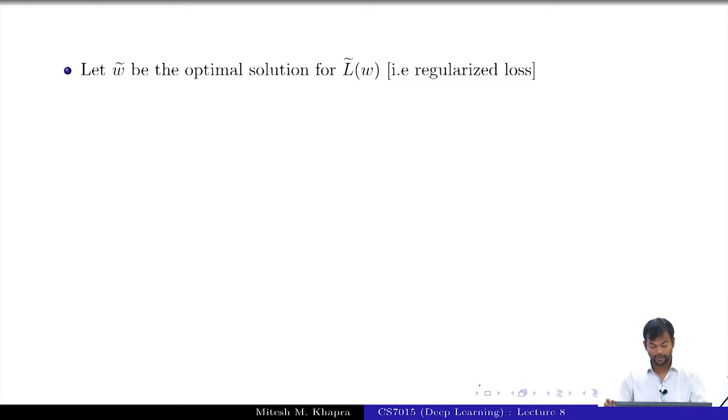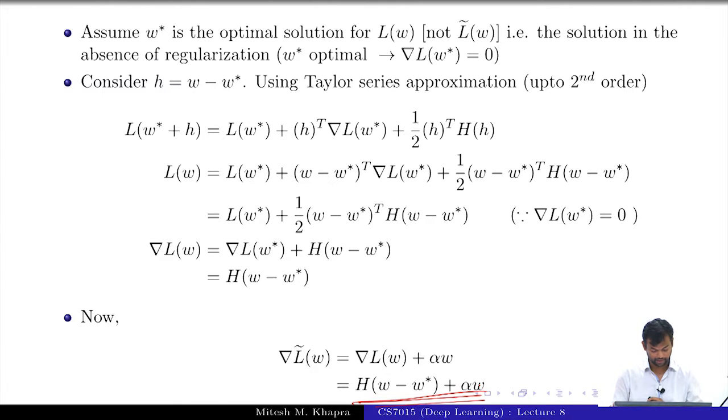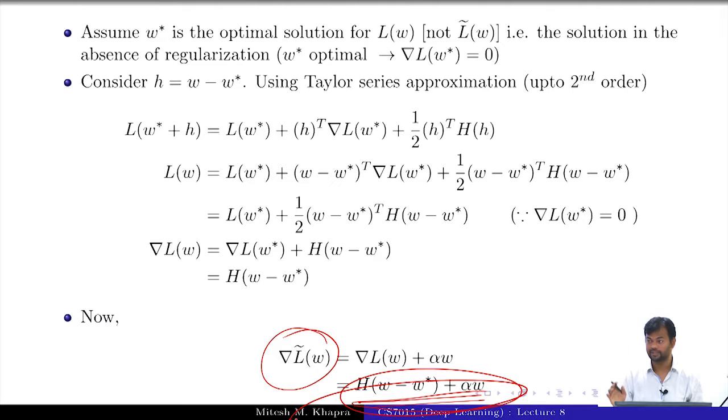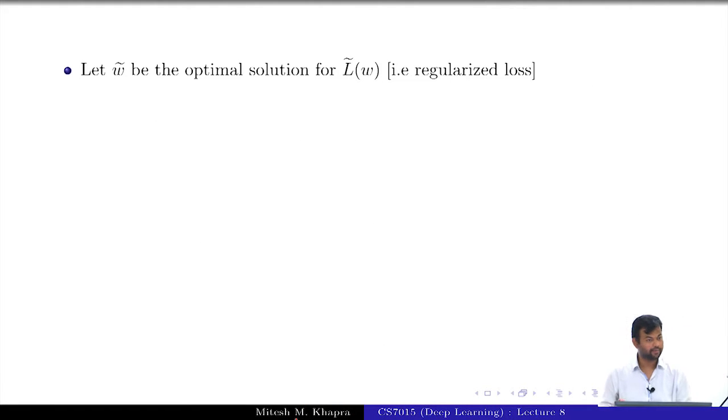So on the next slide, let me just see if there's anything else that I need to say here. So far everyone is clear on what I've derived. I have said that the derivative of the regularized loss function can be written as this quantity, where W star is the optimal solution with respect to the unregularized loss function. Now what I'm interested in is the solution with respect to the regularized loss function. Now let W tilde be that solution for the regularized loss function.